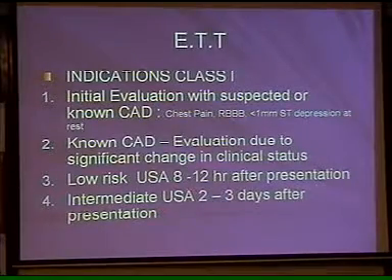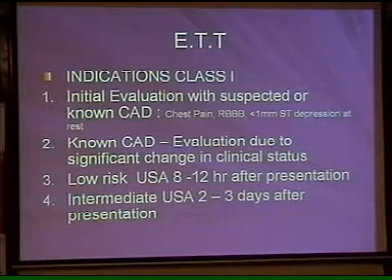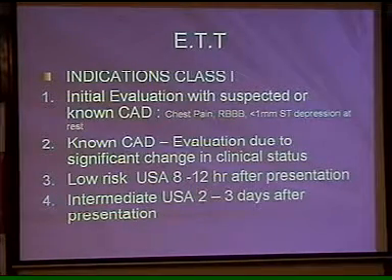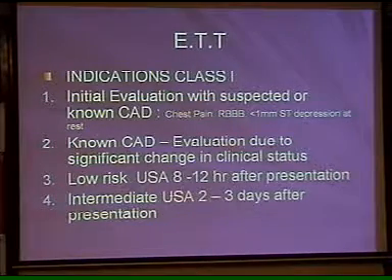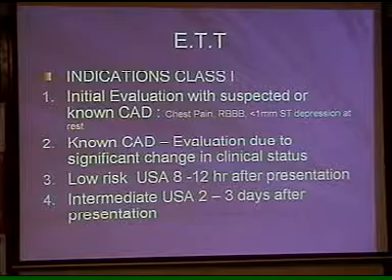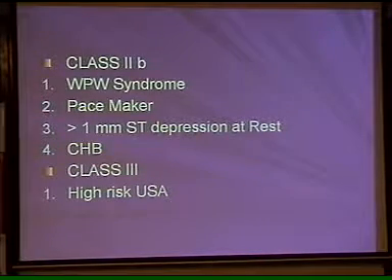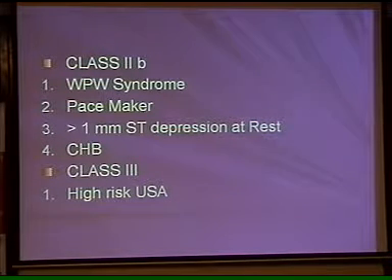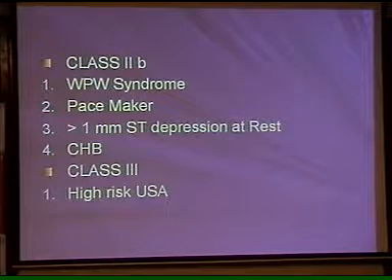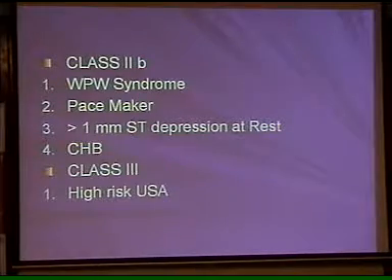And then third is low risk unstable angina, 8 to 12 hours. You can prescribe 8 to 12 hours after the initial presentation. And intermediate risk, obviously 2 to 3 days after presentation. Class 2B is where you are a bit reluctant. In fact, it is not a clear-cut indication, and it is not going to give you much benefit. That is in the cases of WPW syndrome, pacemaker, and all these things. Let's rush through these things.